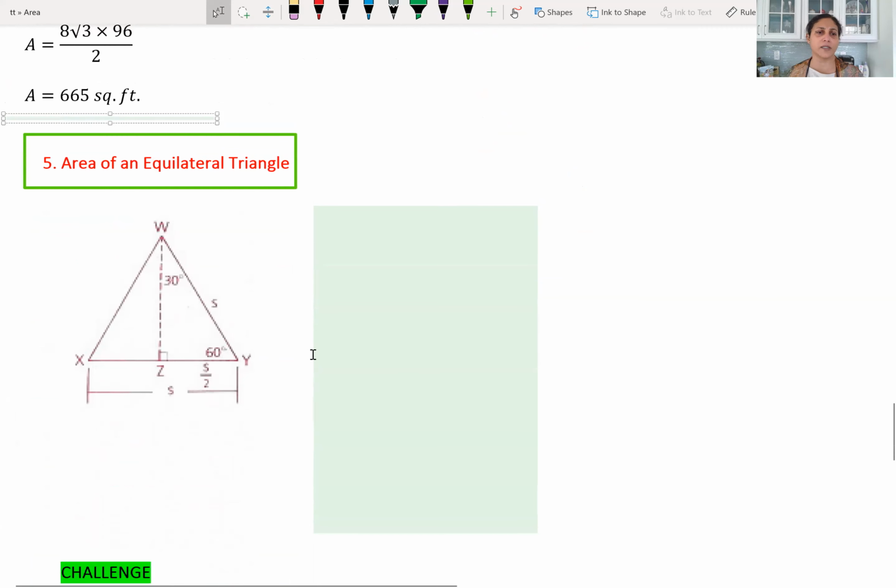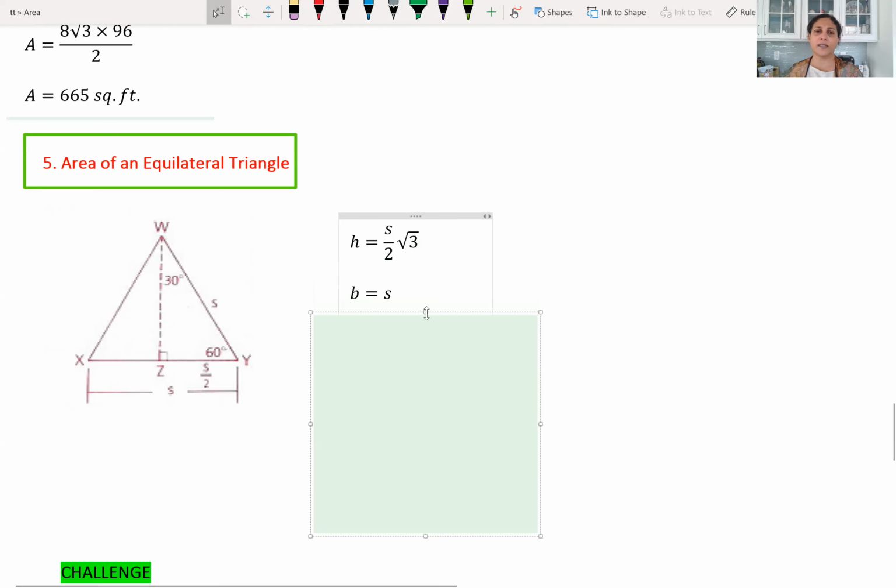Now here's something new and different. The area of an equilateral triangle. So we just have a generic equilateral triangle. Each side is S, so the bottom half is S over 2. And you need to find the apothem here, or the height. And it's a 30-60 triangle, so the height is going to be S over 2 radical 3.